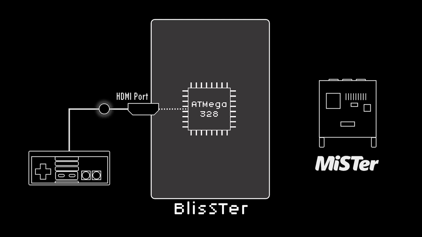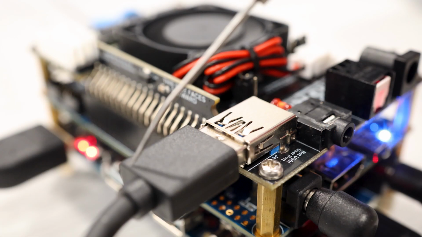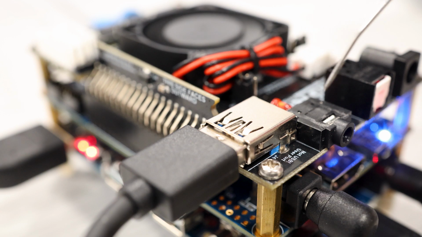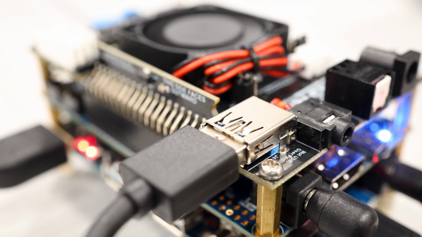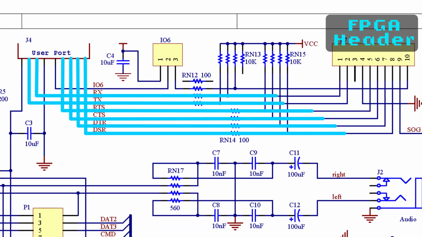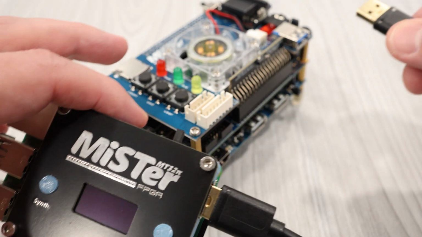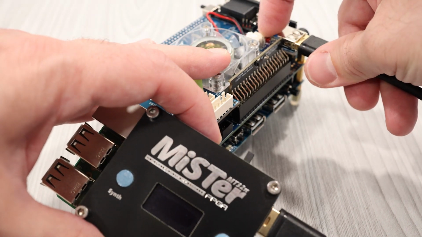The ATmega still talks to the original controllers through the HDMI port, but instead of sending the data through USB, it provides it directly to the user port on the MiSTer. The user port looks like a standard USB port, but it's not. There's no USB host controller chip behind it. Instead, the pins from this port connect directly to the FPGA. So what you can do is plug in different accessories that a MiSTer core can use directly.